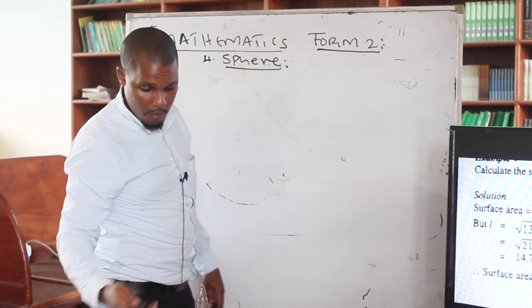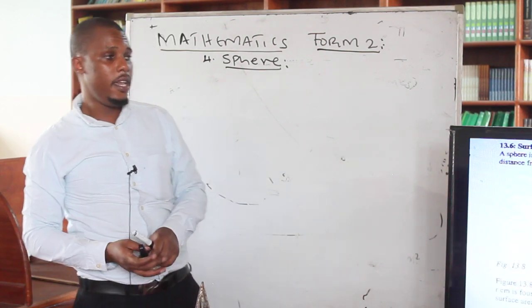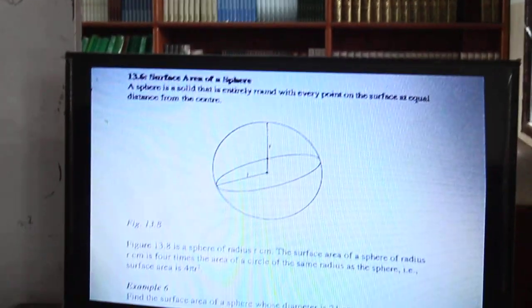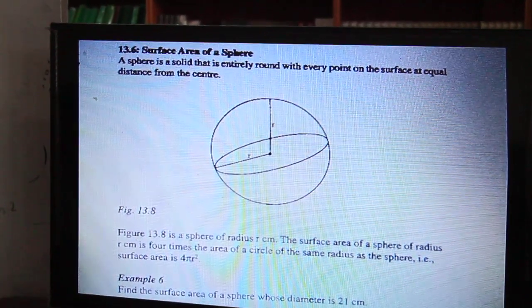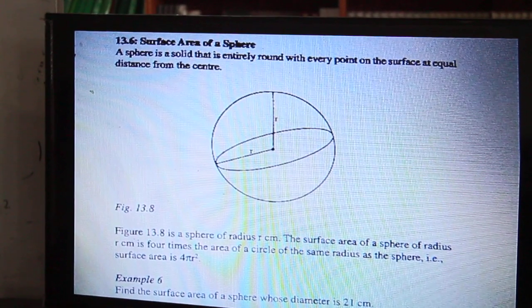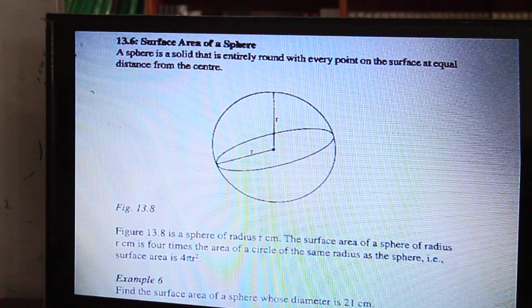The surface area of a sphere. I'm starting with an introduction explaining what a sphere is. A sphere is a solid that is entirely round, with every point on the surface at equal distance from the center. The figure above shows a sphere of radius r centimeters, and the surface area of a sphere of this radius is 4 times the area of a circle of the same radius. That is, the surface area of a sphere is given by 4 pi r squared.